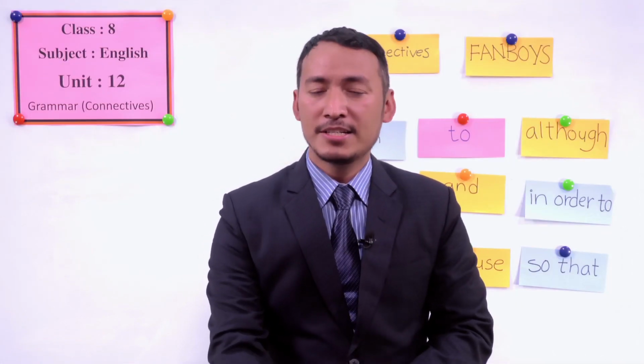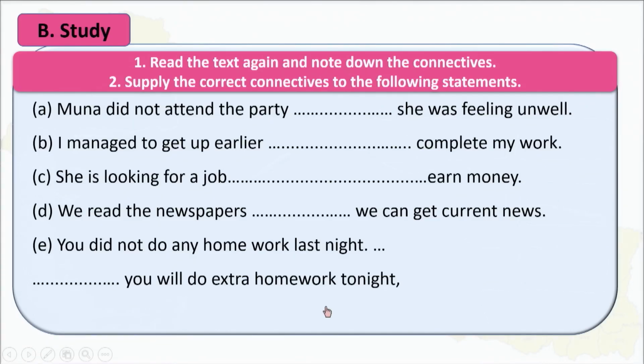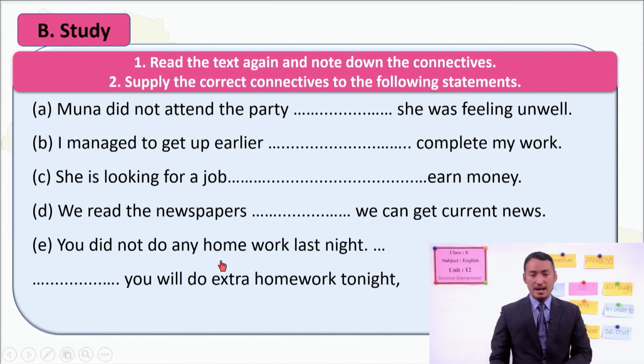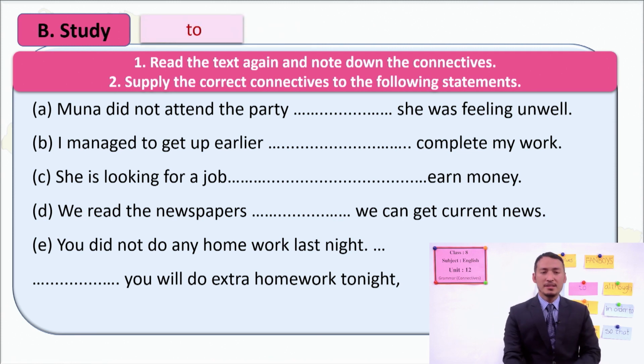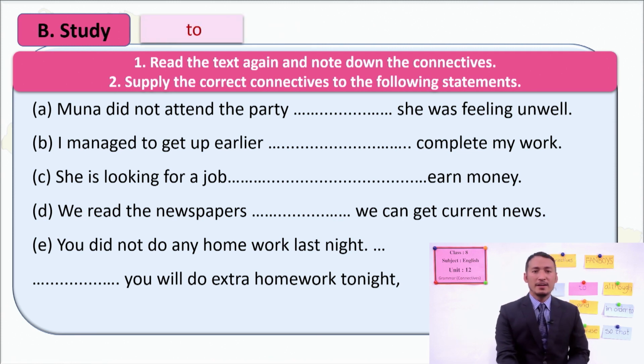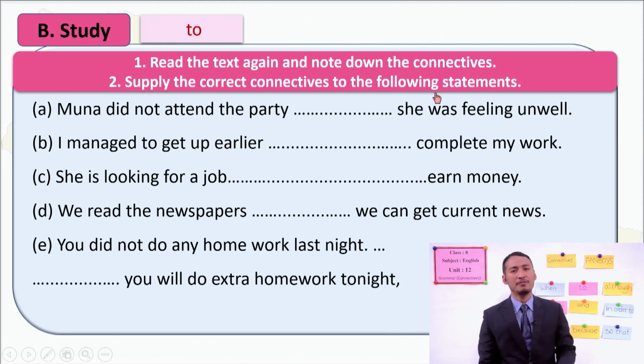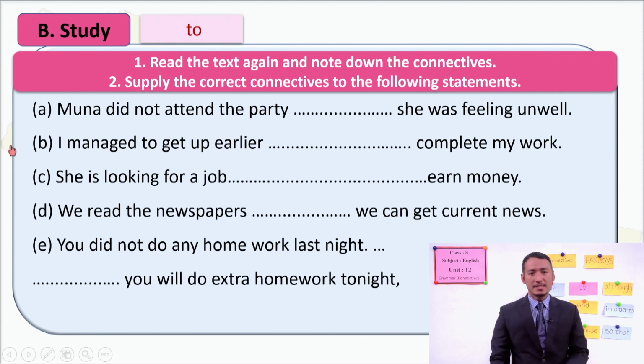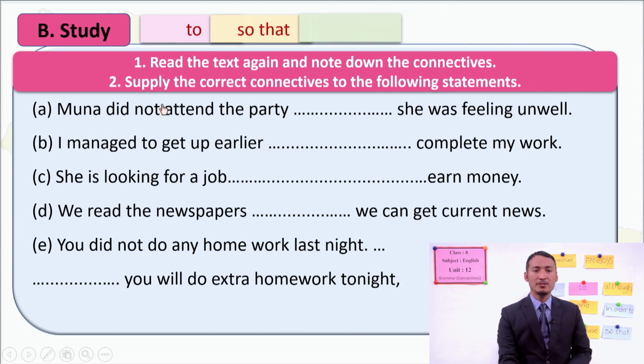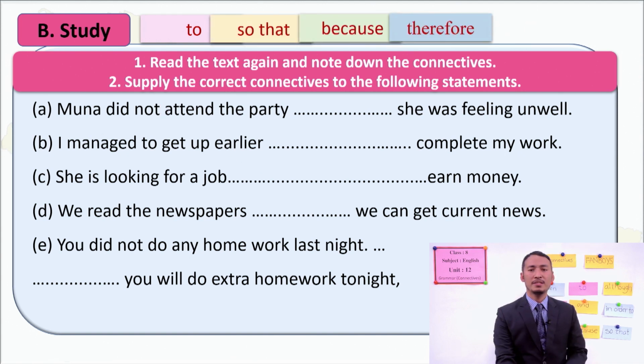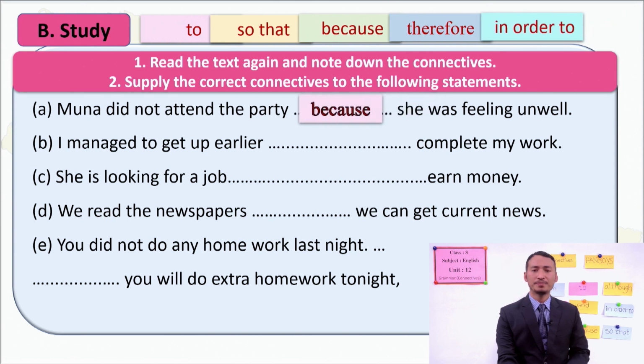Now we have an exercise from our book. Can you see that? Please have a look at your book on page number 124, and please see the exercise under B, study. Read the text again and note down the connectives. Supply the correct connectives to the following statements. Now let's read the statements. We have the choices: to, so that, because, therefore, in order to.